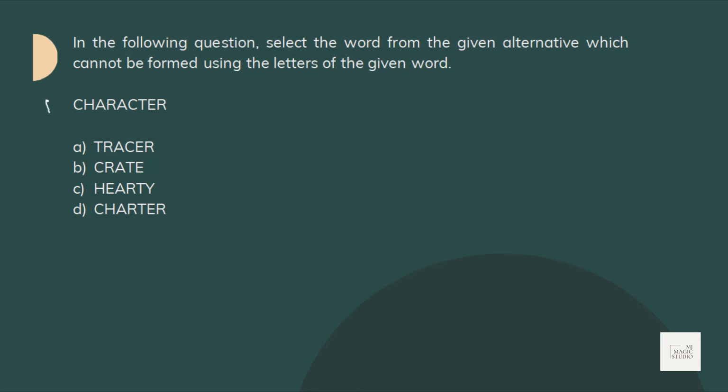So, example number 1, let's see what is asked. In the following question, select a word from the given alternatives which cannot be formed using the letters of the word character. In these types of questions, just browse through the options and try to locate that particular alphabet which you can't find in the given word. In the given word, we have C, we have A, we have R, we have T, we have E, we have H, but I don't think we have got a Y. Yes, Y is not there. So the correct answer here is C. We cannot form hearty.